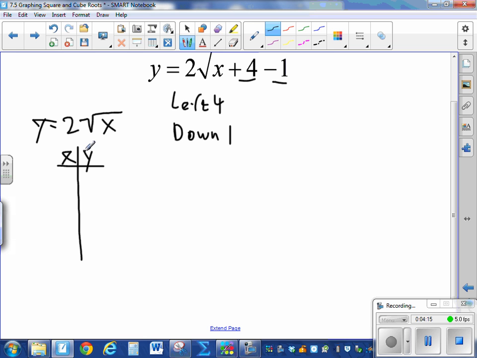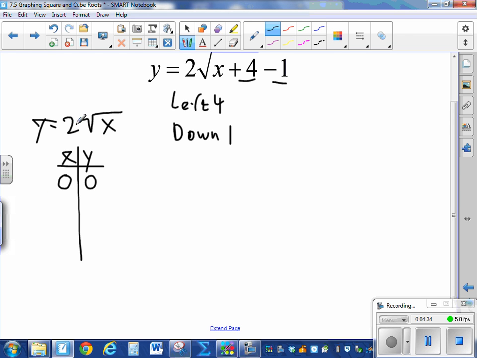So the first number we should probably pick, you can start with the smallest, is a 0. So the square root of a 0 is 0. But you've got to multiply by that 2, so it's going to be 0 times 2, which is just 0 again. So first point, 0, 0.